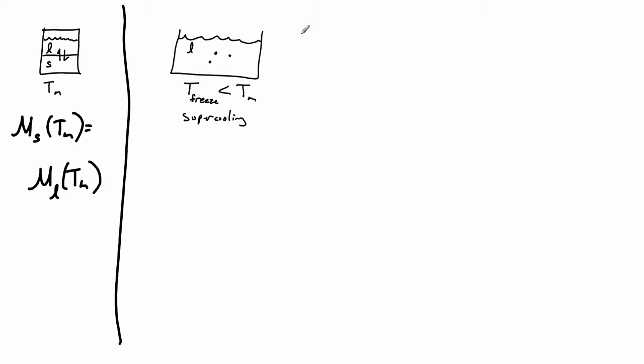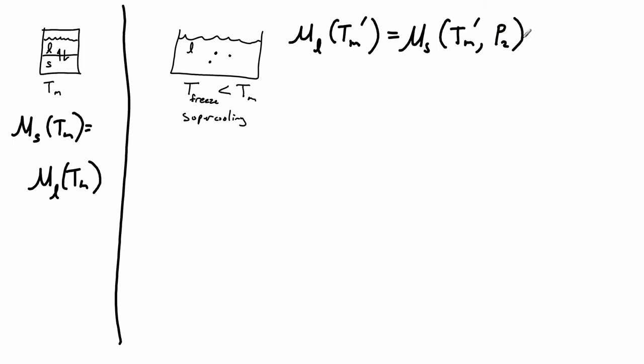Okay, what about over here? Over here, we have the chemical potential of the liquid, and the liquid is at some new melting point. We'll call it Tm prime, and it's in equilibrium with the solid, which is also at Tm prime, and it is also at a new pressure, so we'll call it P2. So if we want to relate these two potentials together, we're going to have to figure out how chemical potential is affected by temperature and by pressure.